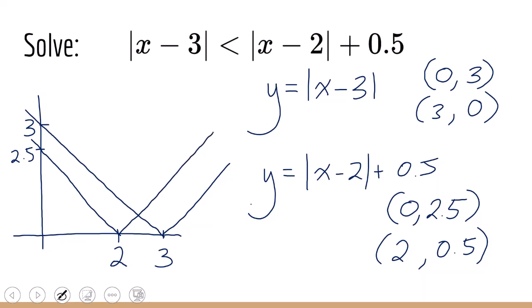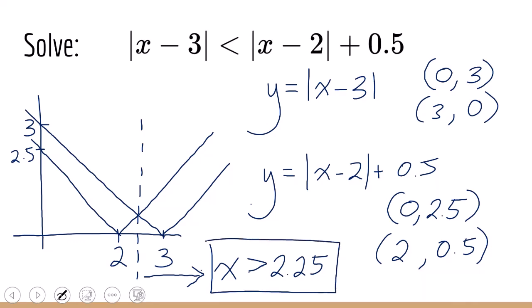Okay, and so over here now, I can find this area, and I can see that my graph y is equal to |x minus 3| is less than the other line when x is greater than this point. And I can see that at this point, x is equal to 2.25. So the solution for this inequality is x is greater than 2.25.